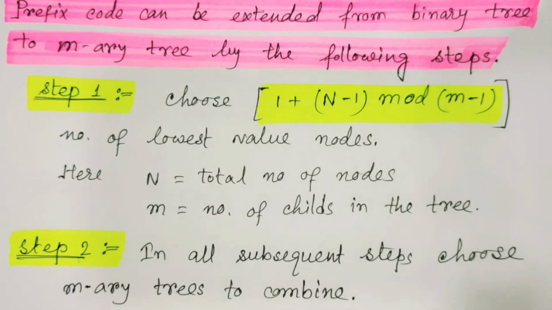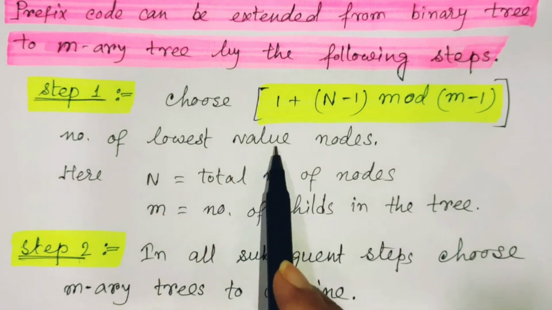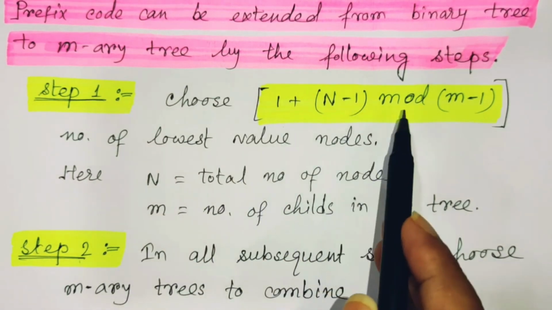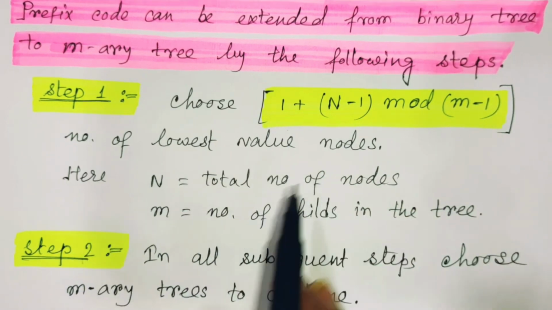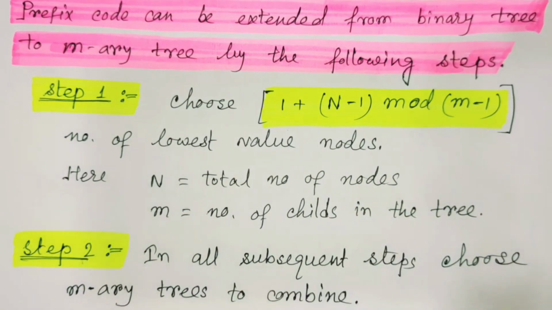Prefix code can be extended from binary tree to m-ary tree by the following steps. So what is the step to extend it to the higher order trees? First step, we should choose (1 + (n - 1) mod (m - 1)) number of lowest value nodes. Look, at first we have the different characters or data. So for those data we have the different frequencies.